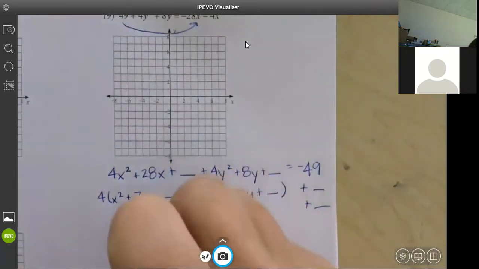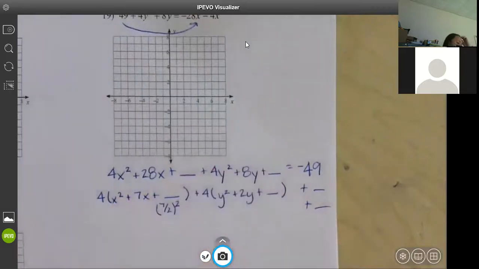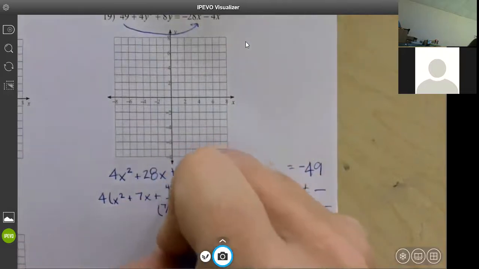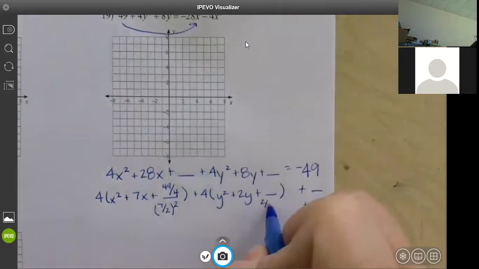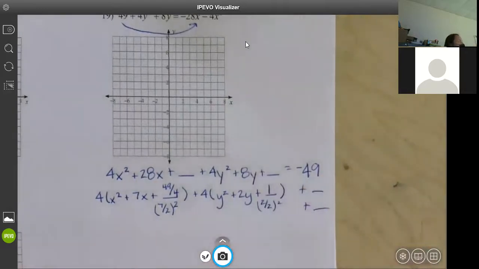Remember, to get this, we take 7 divided by 2 and square it. It's going to get complicated. You ready? What do you get? Give me the fraction. It's a little bit easier. 49 over 4. I'll tell you why it's easy in just a minute, okay? The next one, 2 divided by 2 is 1, squared is 1. Hold off on your other blanks for just a minute, okay?